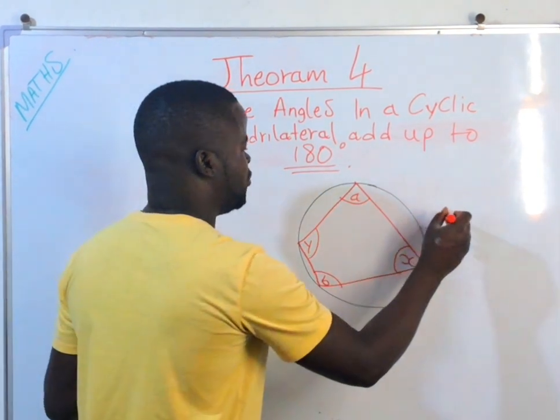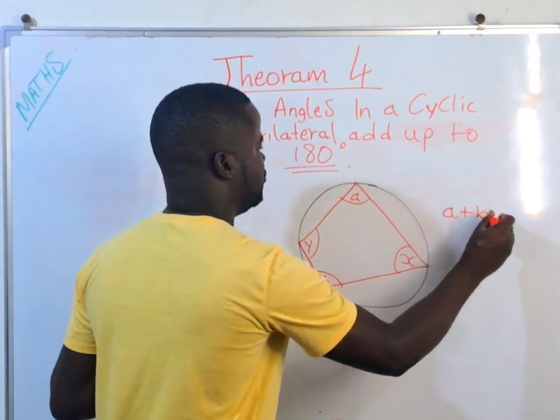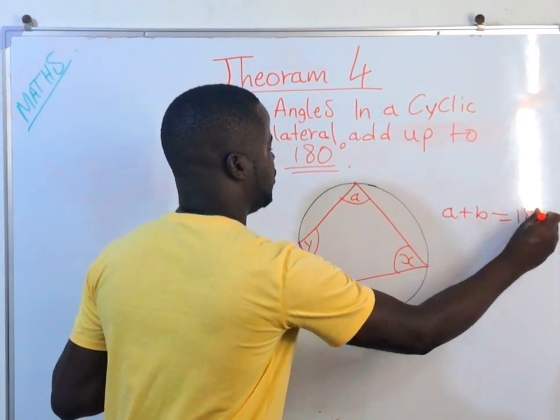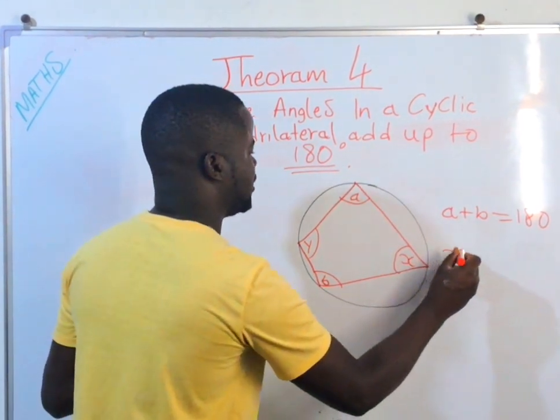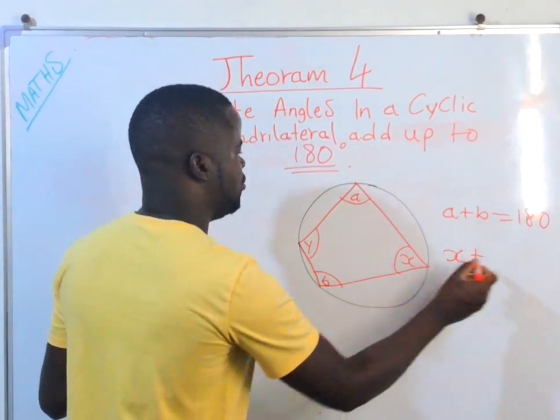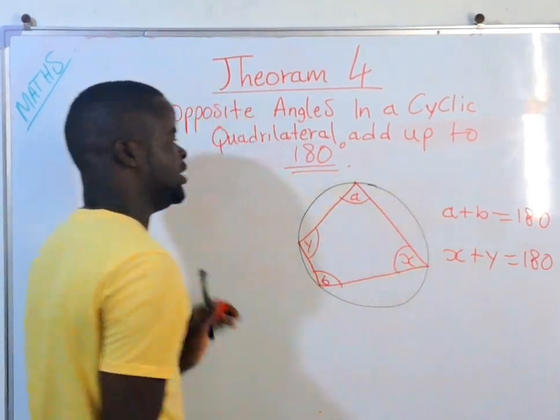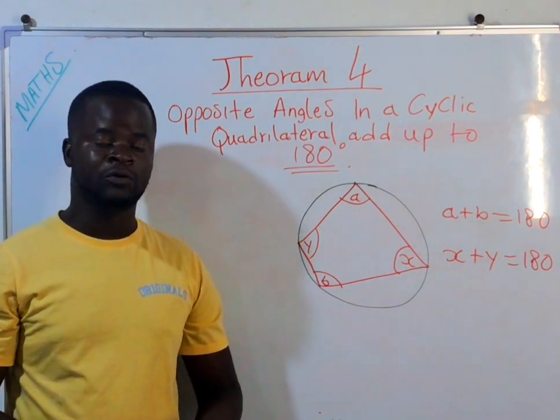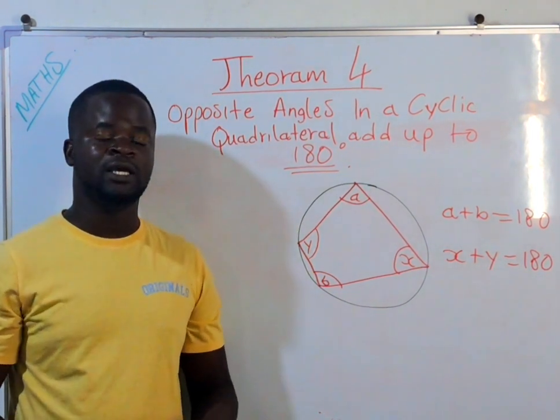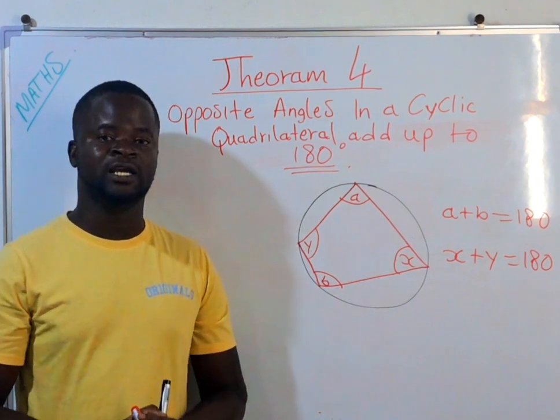This simply means that if you are finding the value of A, you need to say A plus B must give you 180. Then if you are finding the value of X, you need to say X plus angle Y also needs to give you 180. This is the application of theorem number 4. Remember that opposite angles in a cyclic quadrilateral should add up to 180.